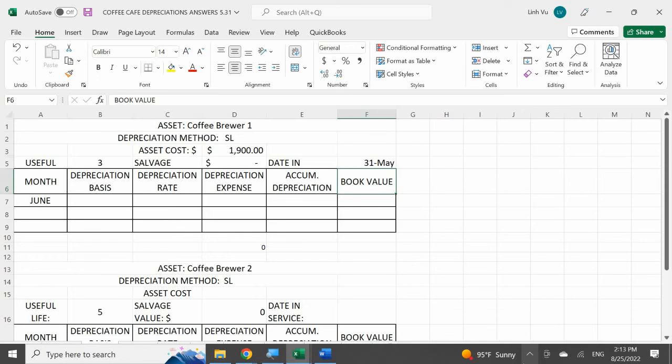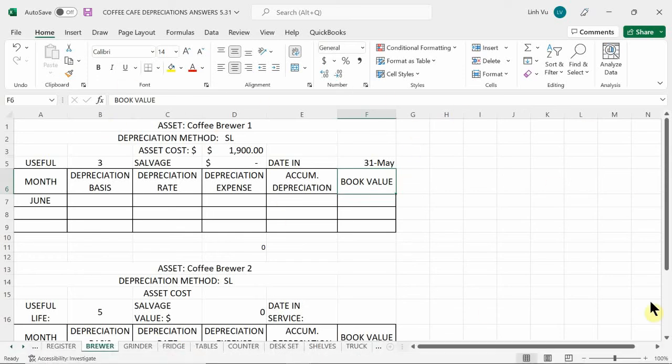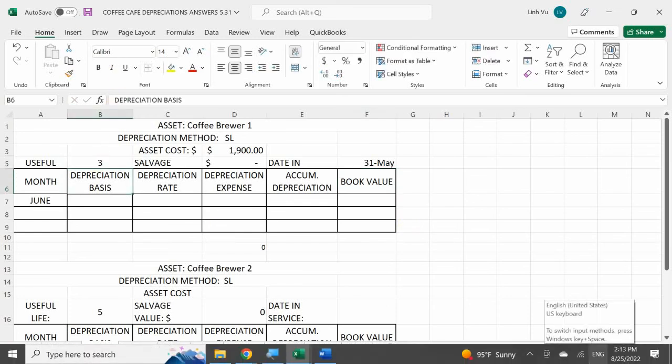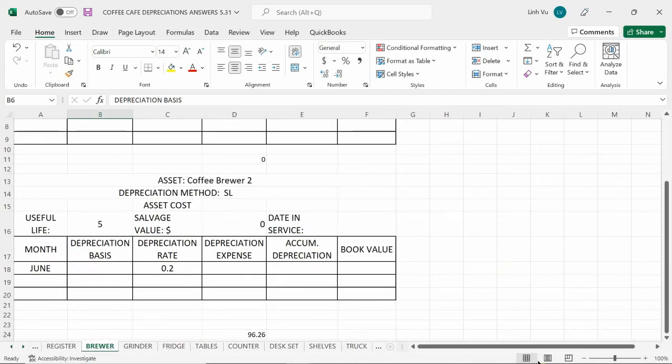The first amount of depreciation in June. Yes, okay. So then no salvage value, and the first coffee brewer only has an estimated useful life of 3 years. Okay. What about my second coffee brewer?